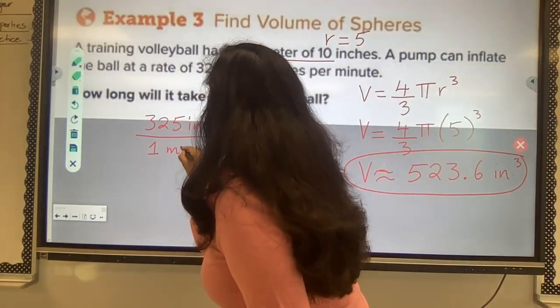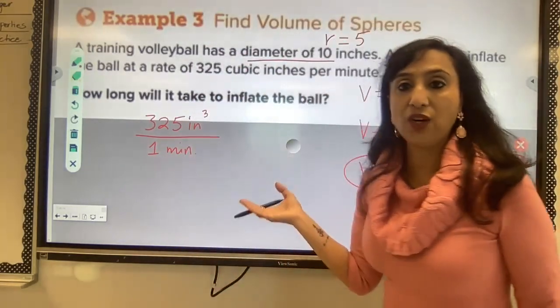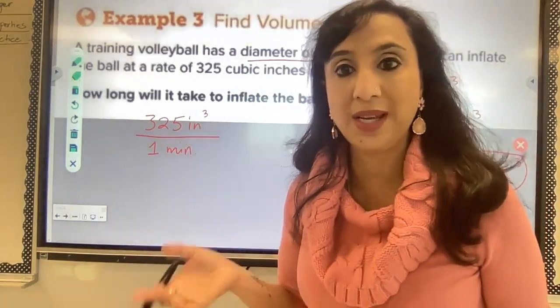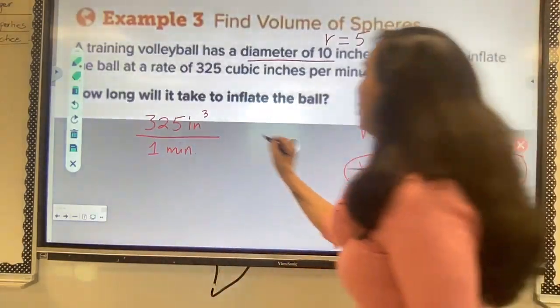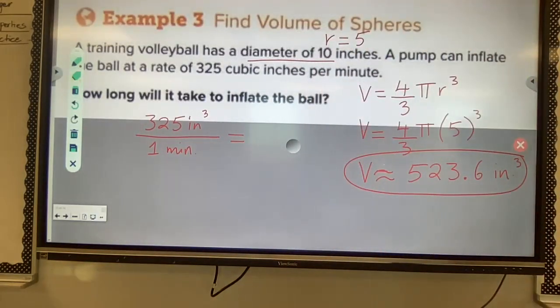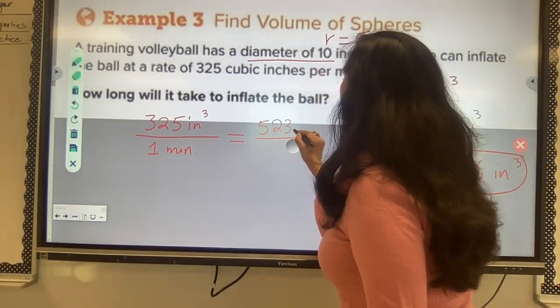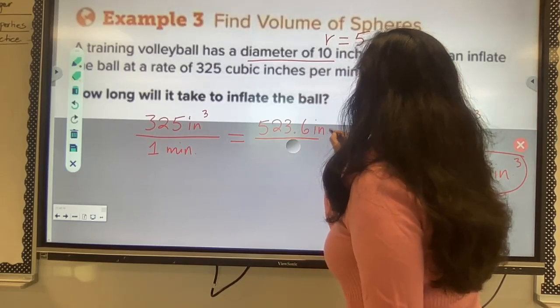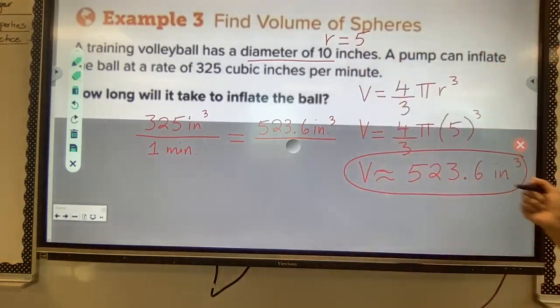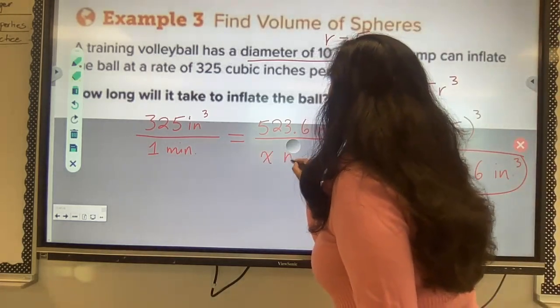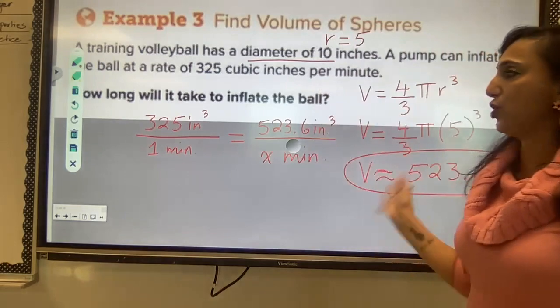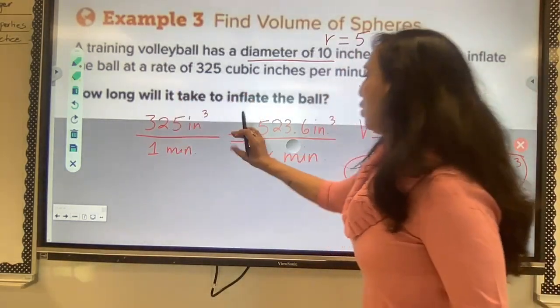So I'm writing an equivalent ratio. I'm trying to make a proportion so it becomes easy for me to calculate. Okay. And so this should equal 523 and 6/10 inches cubed, which is the volume I just calculated of this. Okay. Should be in how many minutes? So look how I have now set up a proportion. So this should equal this.